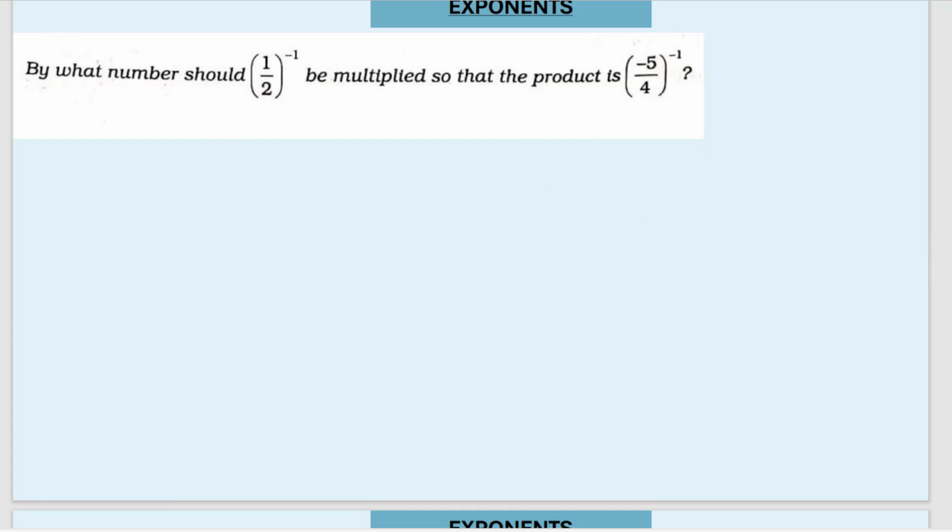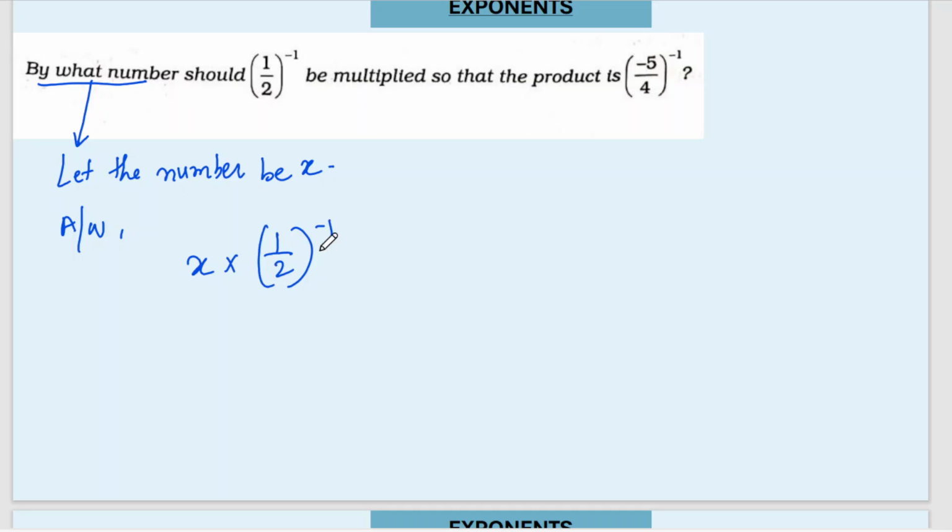Okay, so we don't know the number, right? By what number? We don't know the number. So let the number be x. Now, according to the question, this x is to be multiplied with 1 by 2 to the power minus 1, and we want the product as minus 5 by 4 to the power minus 1.